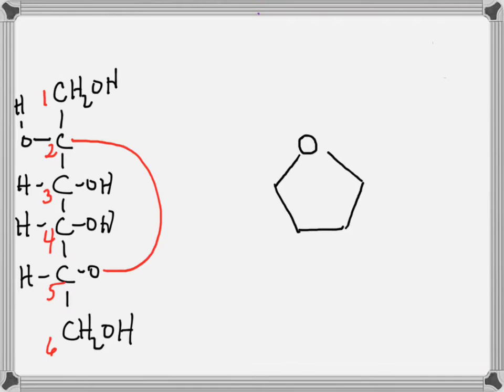Now I can't just haphazardly number them. I have to number them in order. So I'm going to call this one over here carbon 2, the one down here carbon 3, there's carbon 4, and there's carbon 5 right there. So there are the 5 members of the ring.